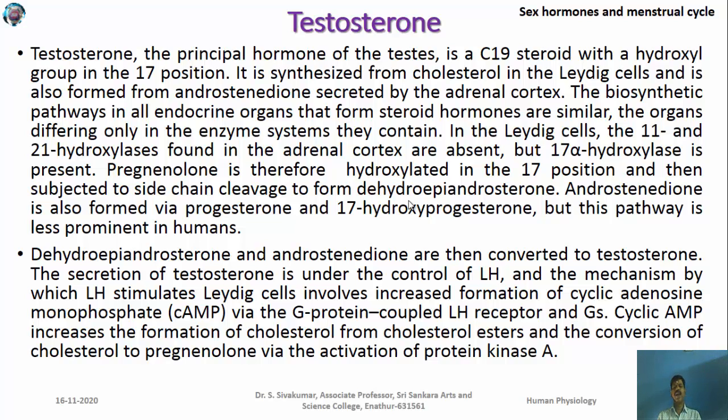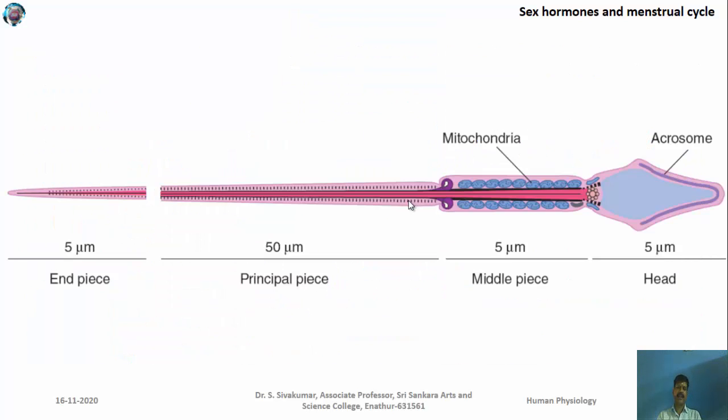Dehydroepiandrosterone and androstenedione are then converted into testosterone. The secretion of testosterone is under control of LH, that is luteinizing hormone, and the mechanism by which LH stimulates Leydig cells involves increased formation of cyclic adenosine monophosphate via the G protein coupled LH receptors and Gs. Cyclic AMP increases the formation of cholesterol from cholesterol esters and the conversion of cholesterol to pregnenolone via the activation of protein kinase. So this is the structure of the sperm.